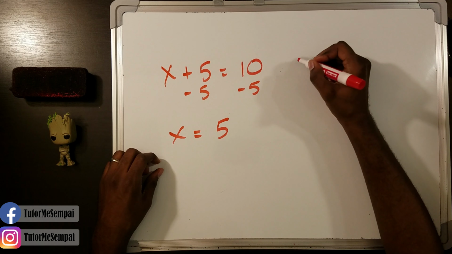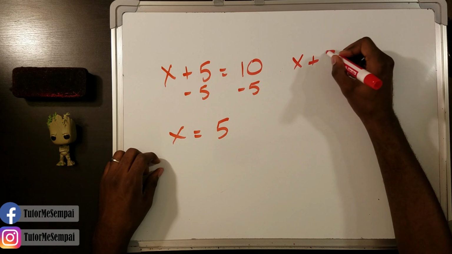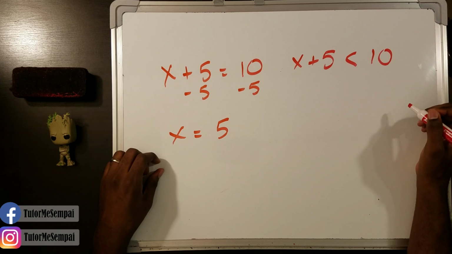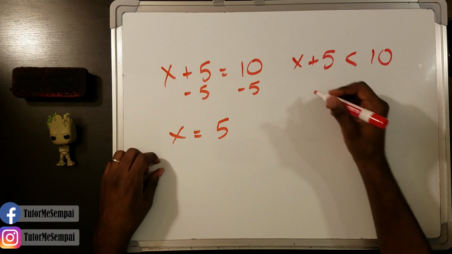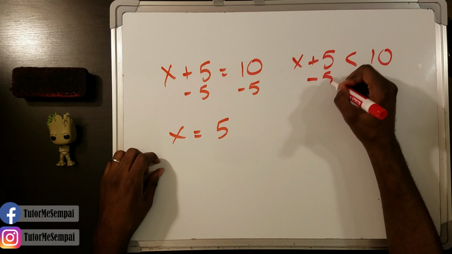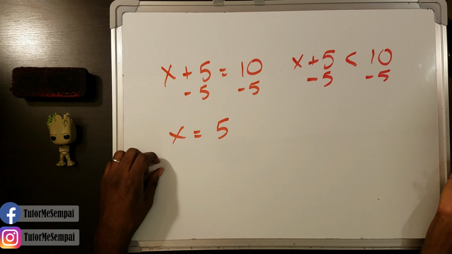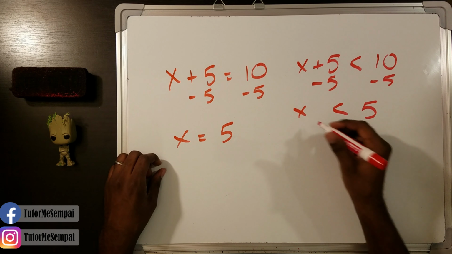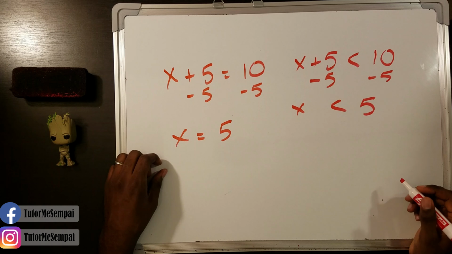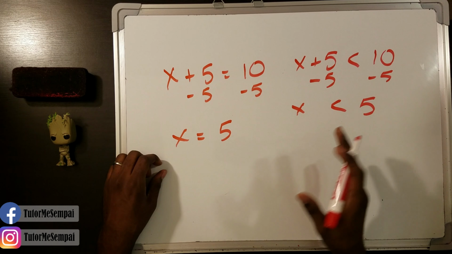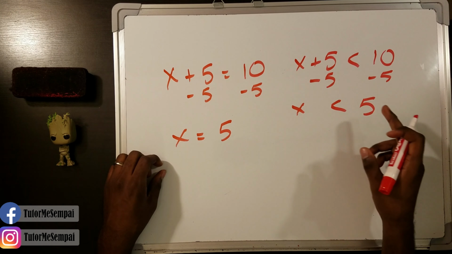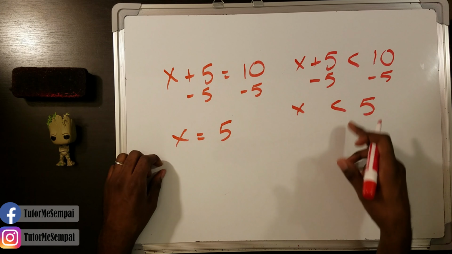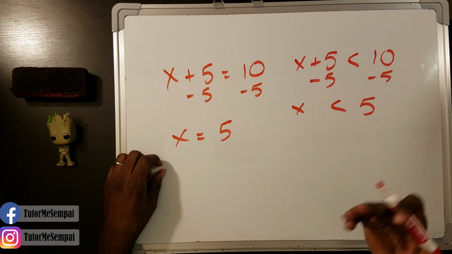Well, for an inequality such as this, you're going to do the same thing. When solving for x, you're going to subtract from both sides, and you get x is less than 5. So the way you solve is going to be very similar. However, it's not always the case where you can change this equal sign for whatever sign, as you see in this example. Here's an example where you can't do that.